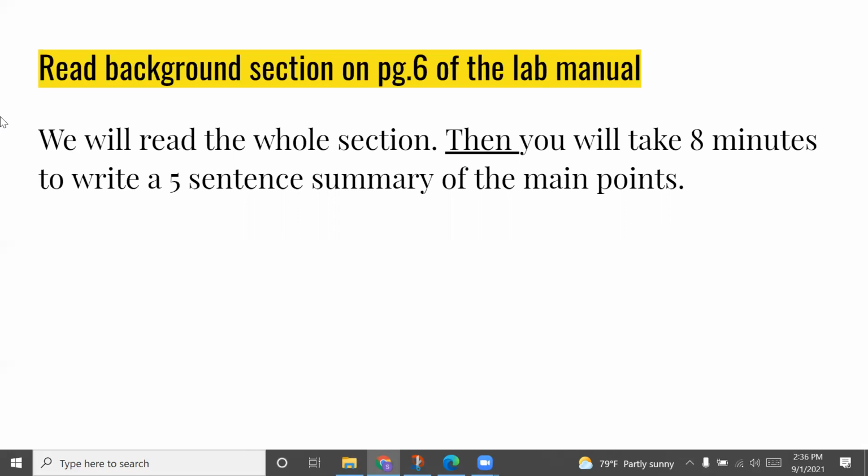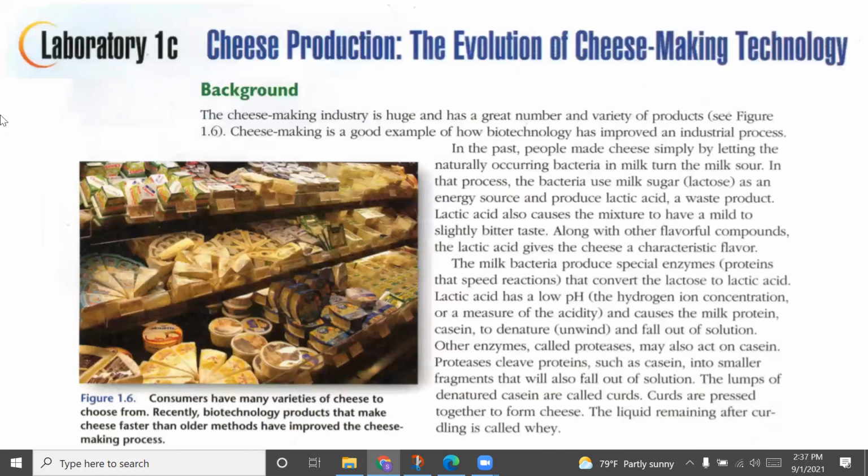The different types of methods, if you summarize them, would be like cheese, and then here's 4 ways we can get cheese. Yes. In your lab notebook, under background. It's in the beginning. Lab 1C. It's in the very beginning.